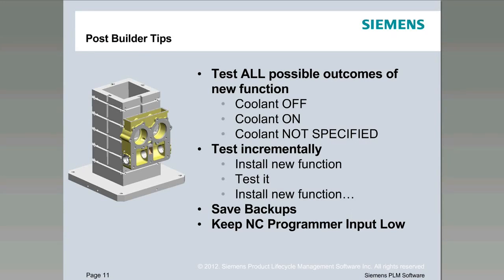So an example here is if I'm testing coolant, I want to test coolant off and coolant on, but I also want to make sure if I don't specify what the coolant is, what will the system do? So make sure you're testing for all possible outcomes of a new function. And you'll notice that as I was testing my post, I was doing it incrementally. I installed the new function, I tested it to make sure it worked correctly, and then I went to install another new function. I get in big trouble if I try to install 7 or 8 things at the same time, because then when I get an error, I'm not sure where the error comes from.